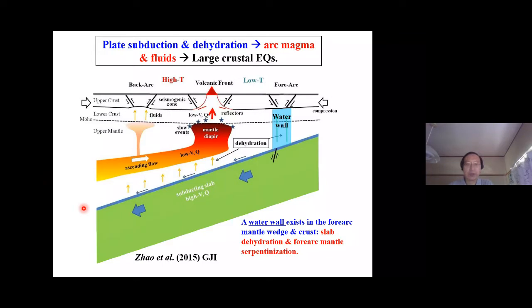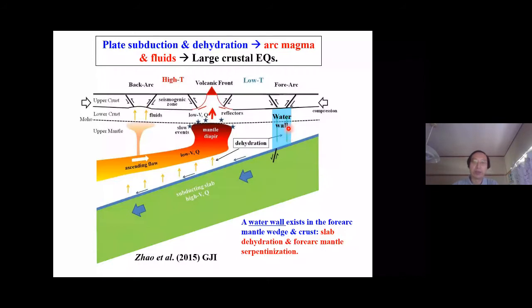Beneath the volcanic front and the back arc area, the fluids from slab dehydration may cause the arc magma. The arc magma going up near the surface may produce the active volcanoes, but at the same time may also affect the generation of large crustal earthquakes.